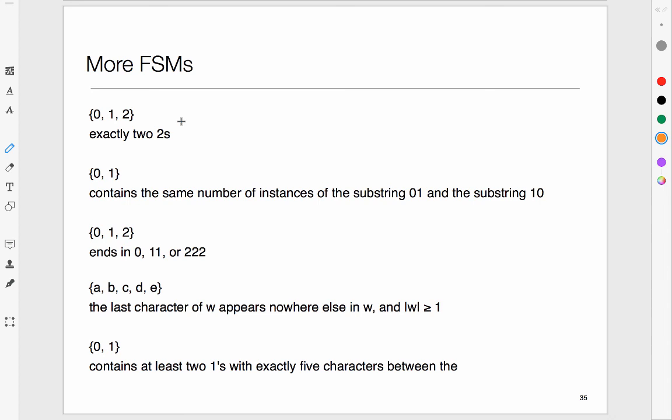These are all FSMs, by the way, so you should build a solution. The last one is contains at least 2 ones with exactly 5 characters between them. Okay. So just think about it.